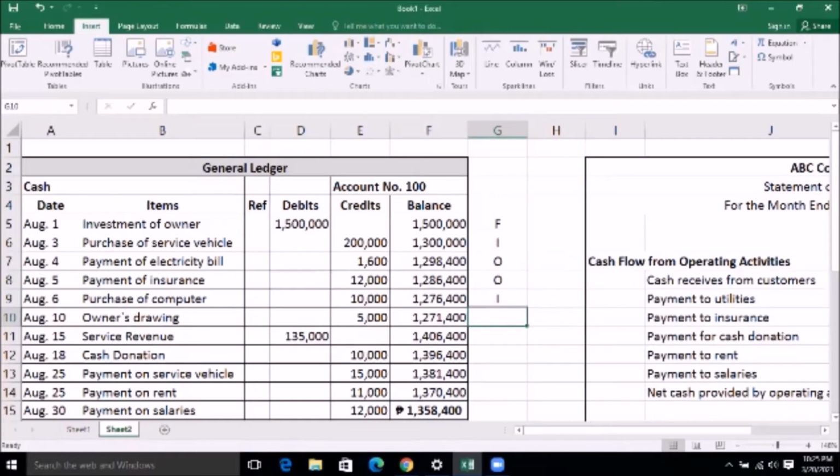Owner's drawing, pag nag-withdraw si owner ng cash, it is under financing. Service revenue, pag kumita si owner, that is operating. Cash donation, pag nag-donate si company, that is also operating. Payment on service vehicle, this is under investing. Payment on rent, nagbayad ng renta, this is under operating. Payment on salaries, nagbayad ng salaries ng employees, this is operating.